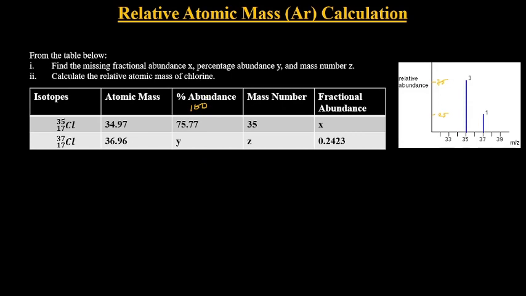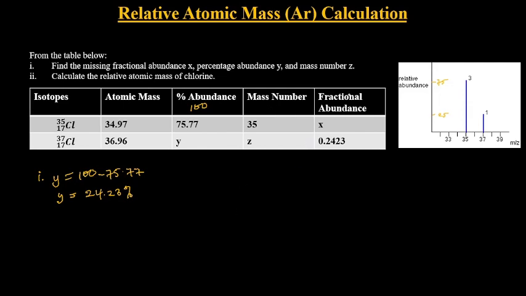Now, out of the 100, we have chlorine 35 to be 75.77%, right? So what that simply means is that to find Y, all we have to do is to subtract 75.77 from 100, and that will give us Y. If we do that, we'll have Y to be equal to 24.23%. Okay.